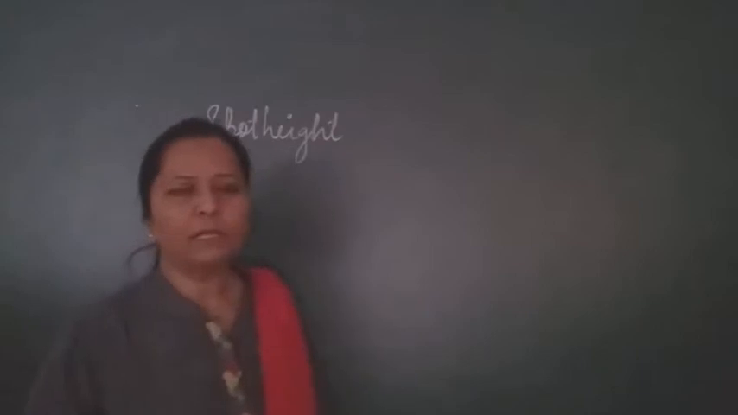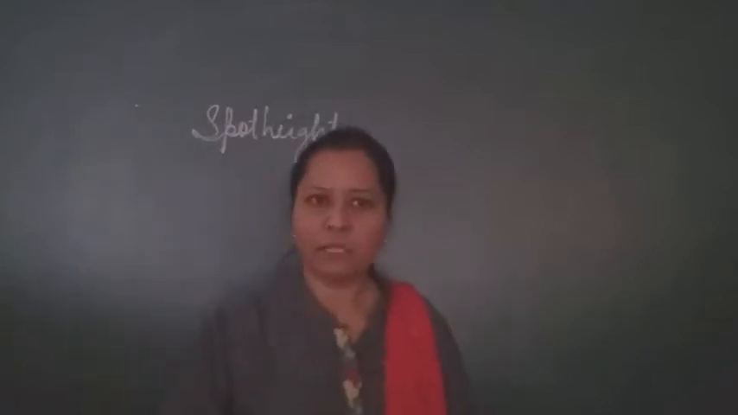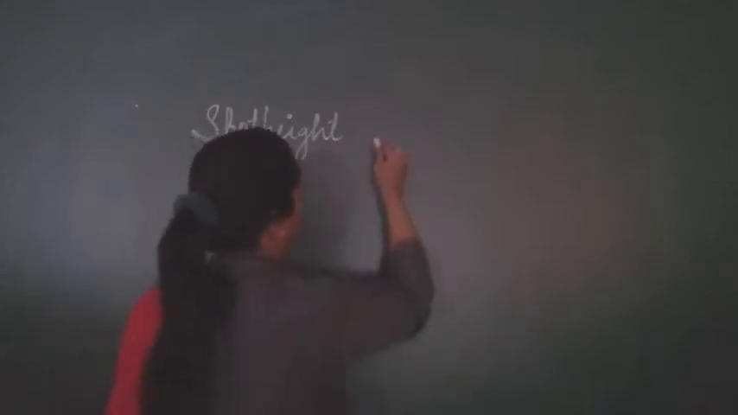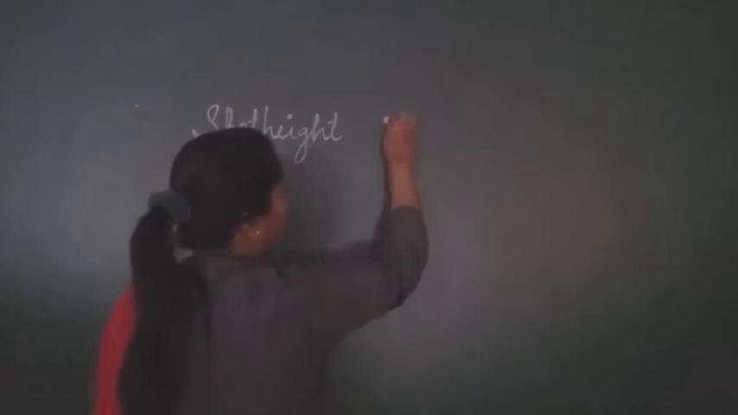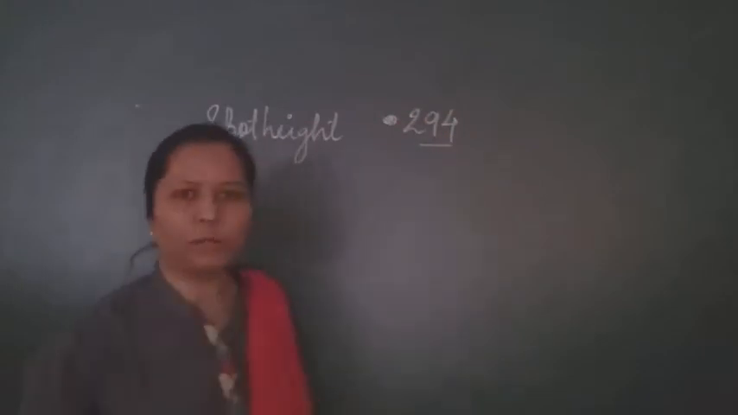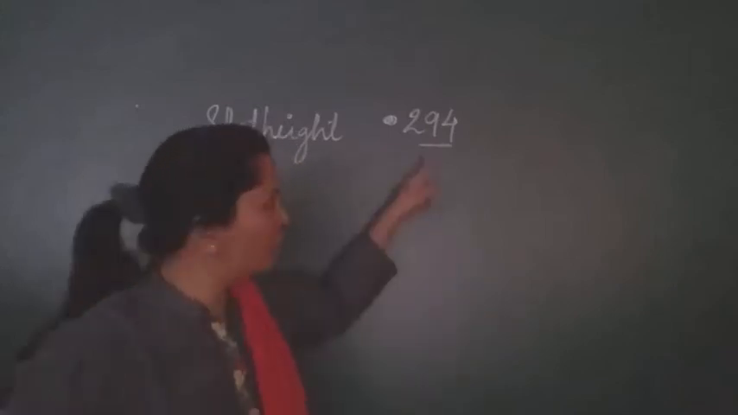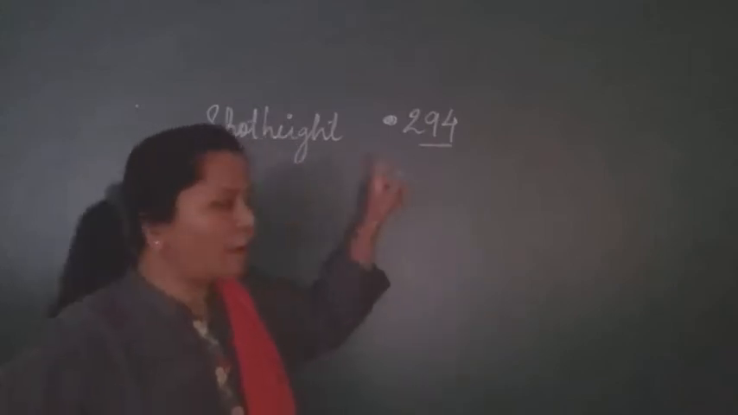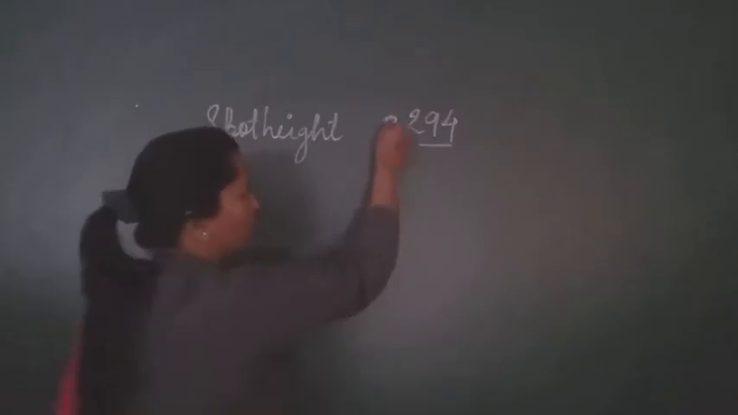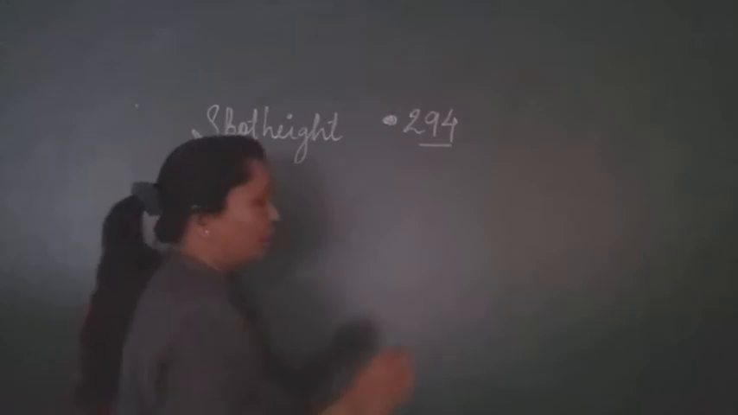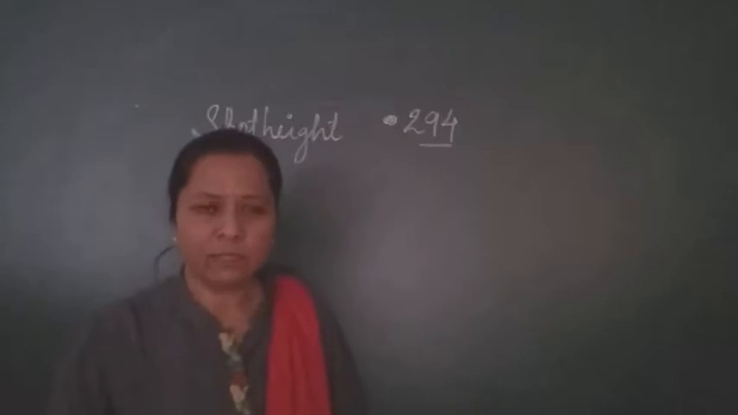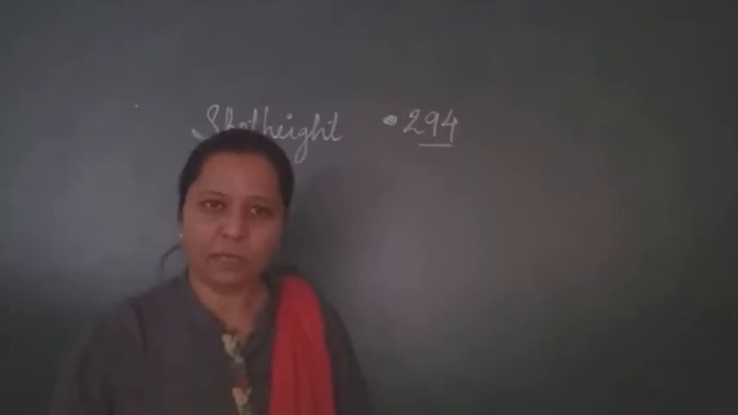Usually the spot height can be seen on your topographic maps with a dot and a number. For example, a dot and then 294. This is the spot height of the particular place. It means that the place has been surveyed and measured, and after measuring it, it is written as a dot and 294, which clearly shows that the height of that place has been surveyed and written.